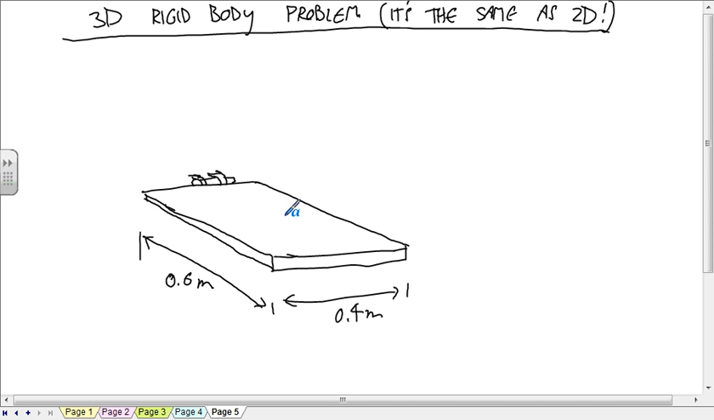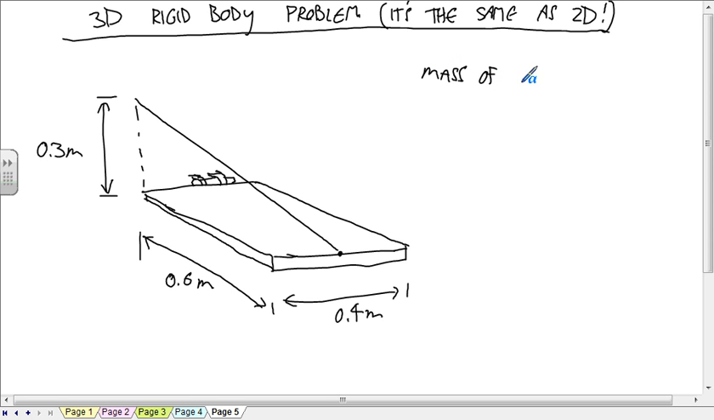and let's say that the point right there on the edge is connected to the wall directly above the corner. And let's say that it's up 0.3 meters. And let's say the mass of the plate is 200 kilograms.